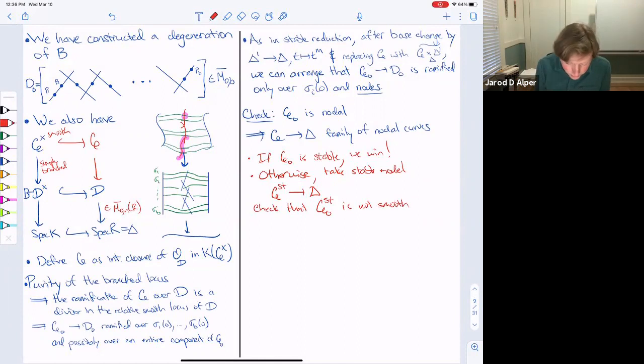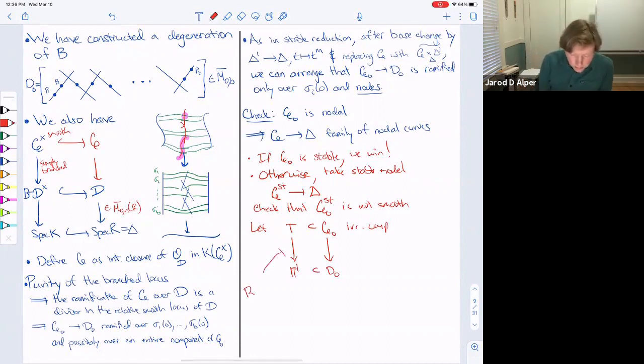And the idea is, okay, let T be an irreducible component of C0, not its stabilization, but the central fiber itself. This is the one that's mapping to our D0. This is the disjoint collection of P1s downstairs. And since T is connected, it maps to some P1 inside here. And now we apply Riemann-Hurwitz to this cover.